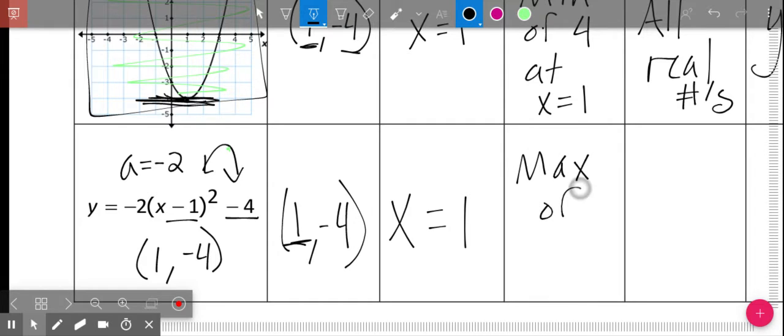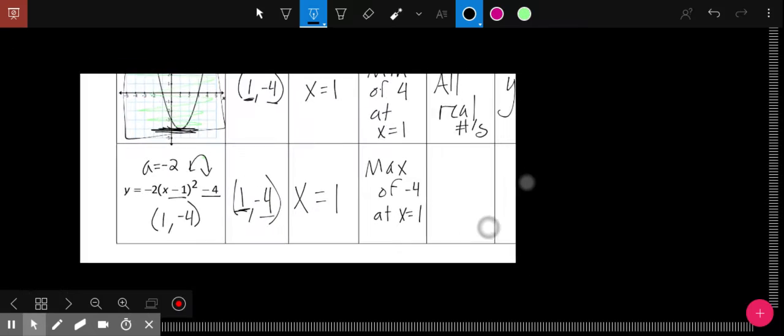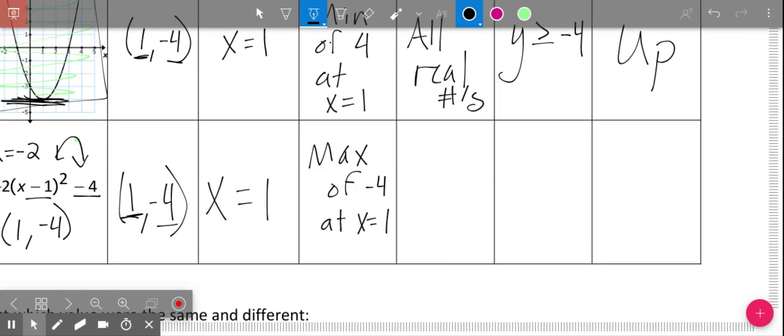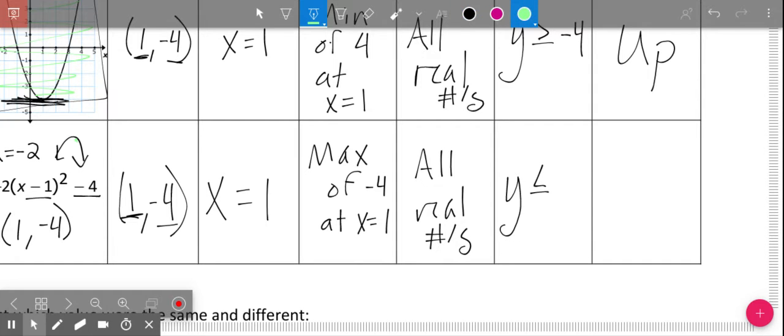So a max of -4 at x is equal to 1. The domain, though, is still the same, all real numbers. Since my graph opens down, my range is going to be y is less than or equal to, because it's everything below the vertex, less than or equal to -4. And since we just said it opens down, we know the opening direction is down.